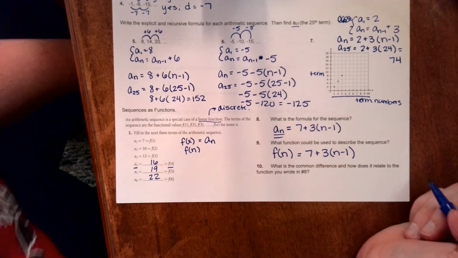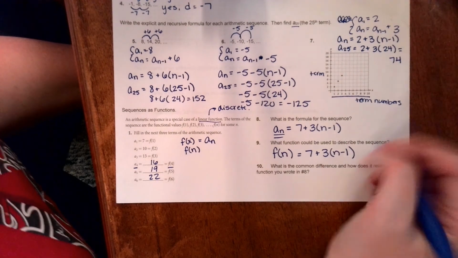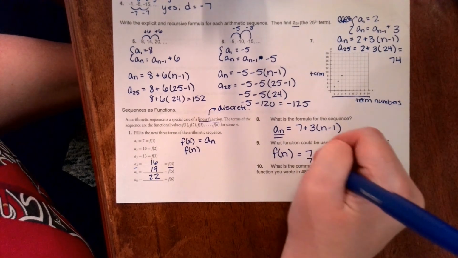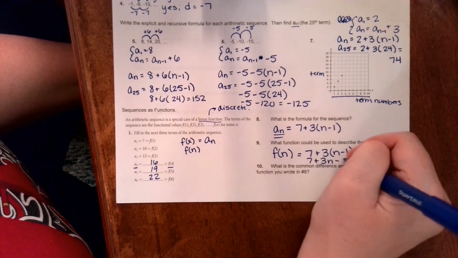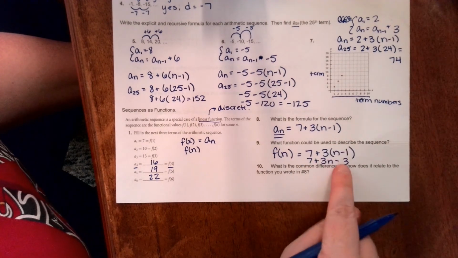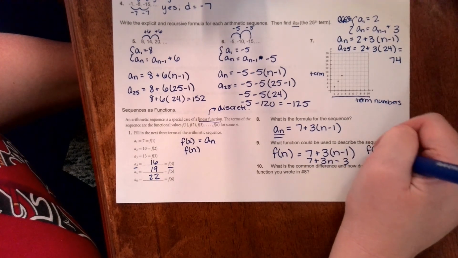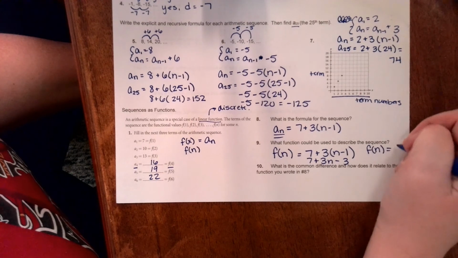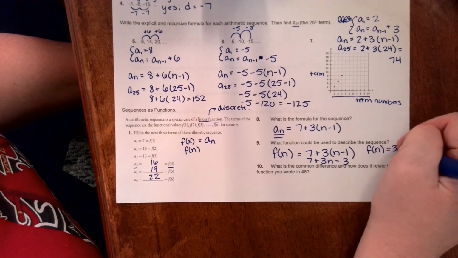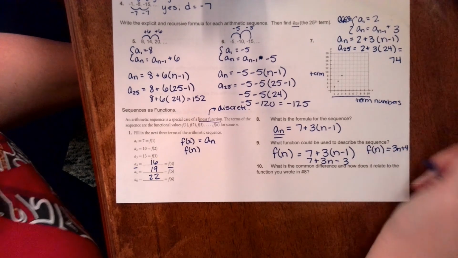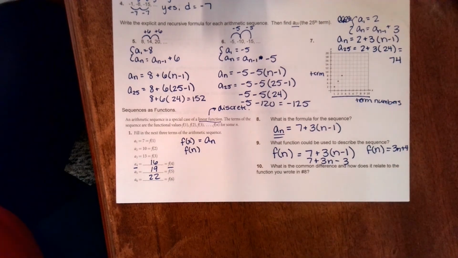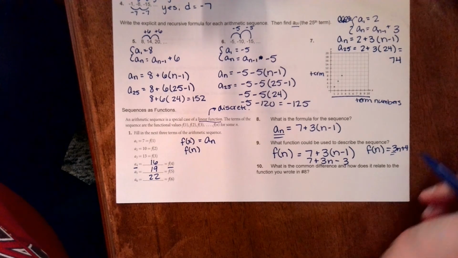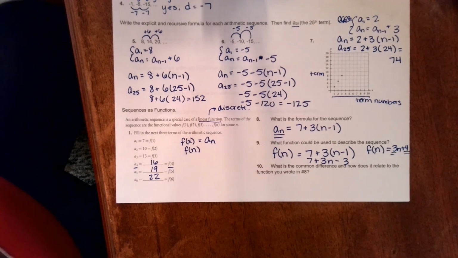Okay, so 7 plus 3 times n minus 1. And we could also simplify this. We could distribute my 3, combine like terms, and 7 minus 3 is 4. So we could also have f of n equals 3n plus 4. And now it's in slope-intercept form. It has that slope, and it has that y-intercept.